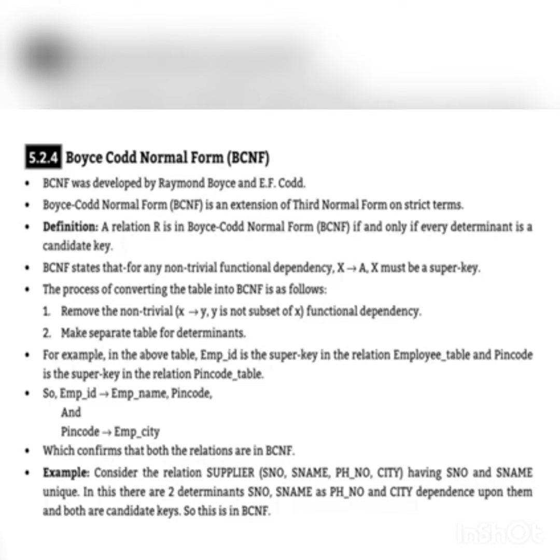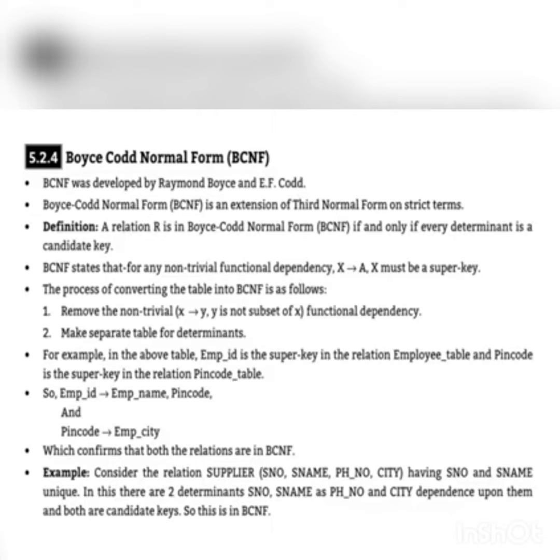What is that? BCNF was developed by Raymond Boyce and E.F. Codd. Already you know about E.F. Codd. E.F. Codd developed the relational database model. Boyce-Codd normal form is an extension of third normal form in strict terms.